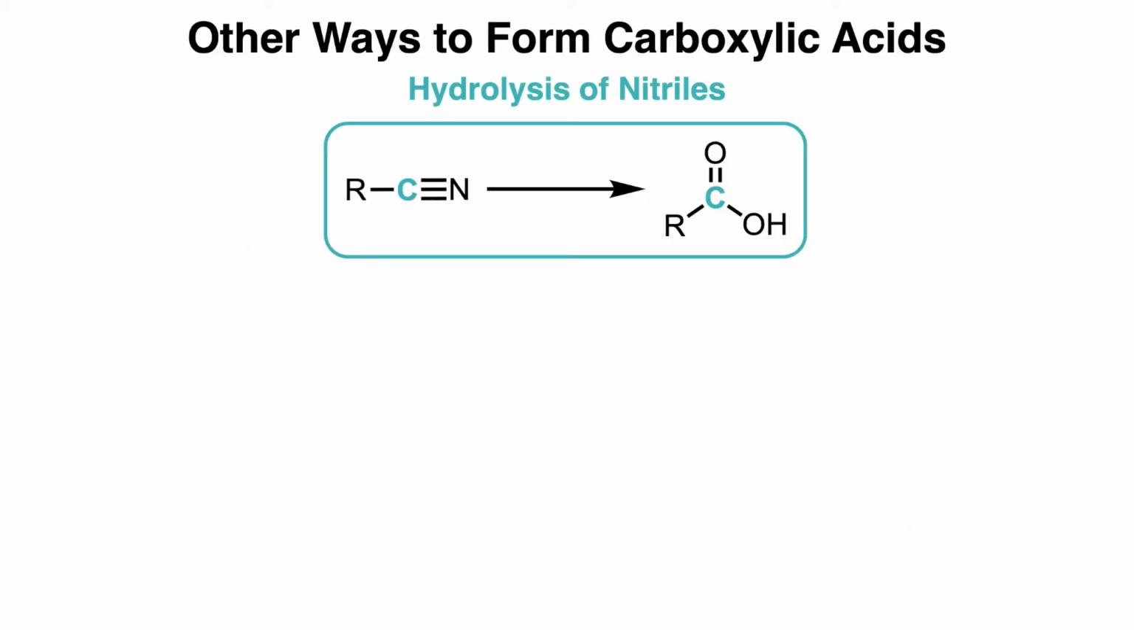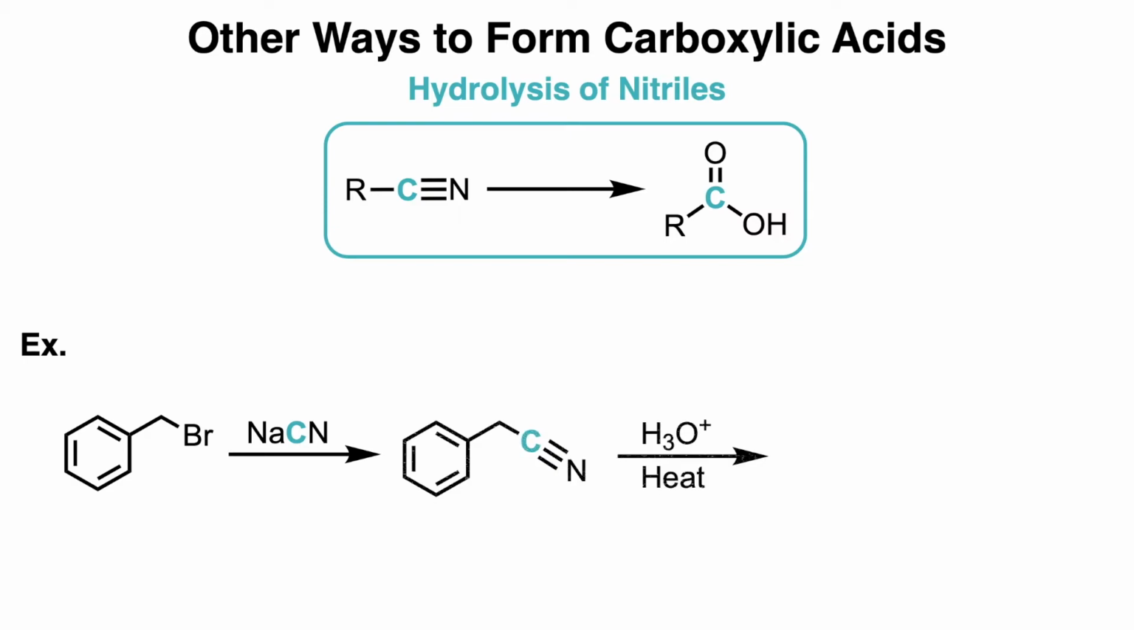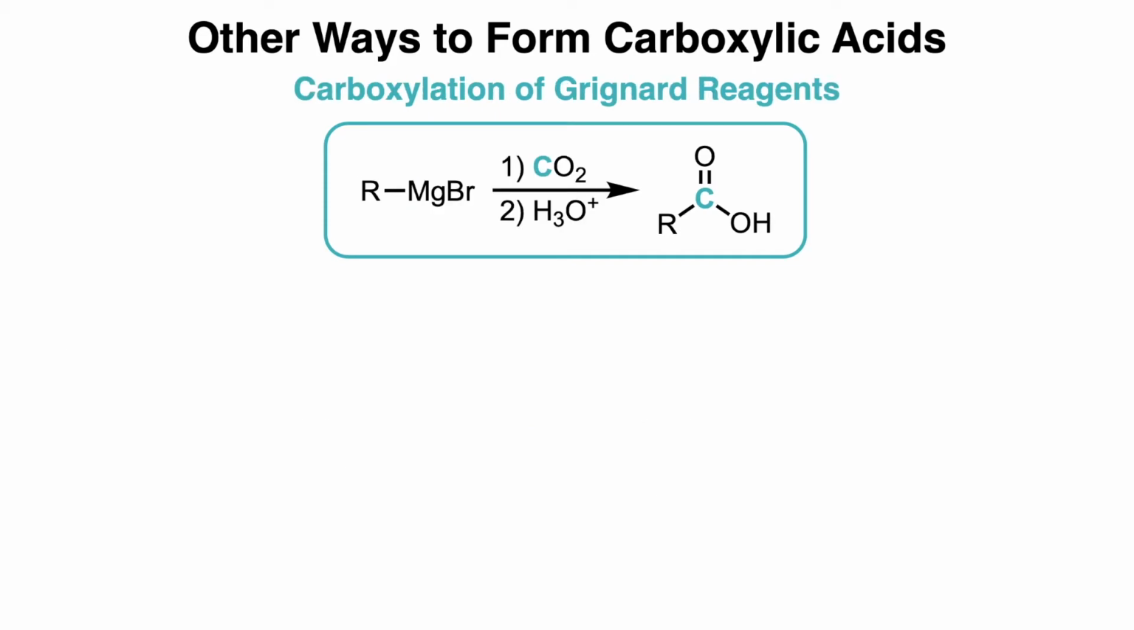A few other ways to form carboxylic acids are hydrolysis of nitriles. If you start with an alkyl bromide, undergo an SN2 reaction with NaCN, you'll get the following intermediate. Then treat the nitrile group with an acid like H3O+ under heat to form a carboxylic acid. Another way to form carboxylic acids is by using a Grignard reagent with CO2 in the first step, followed by H3O+ in the second step.